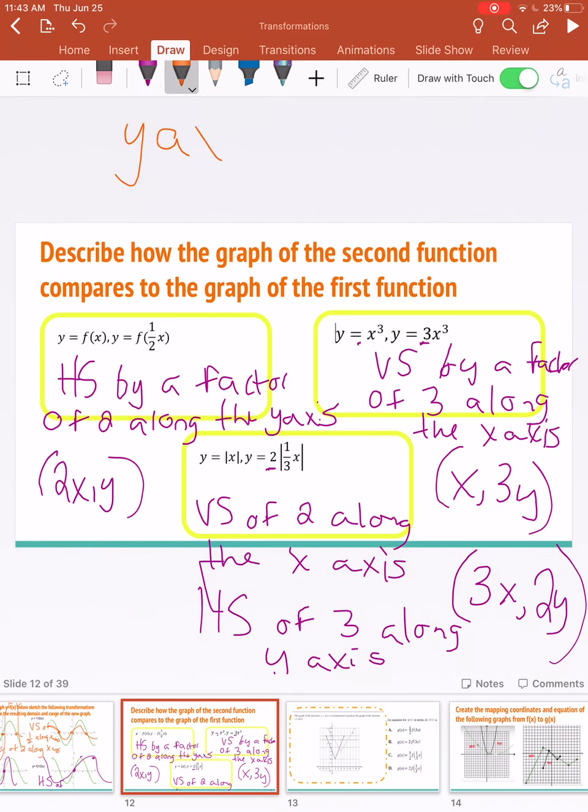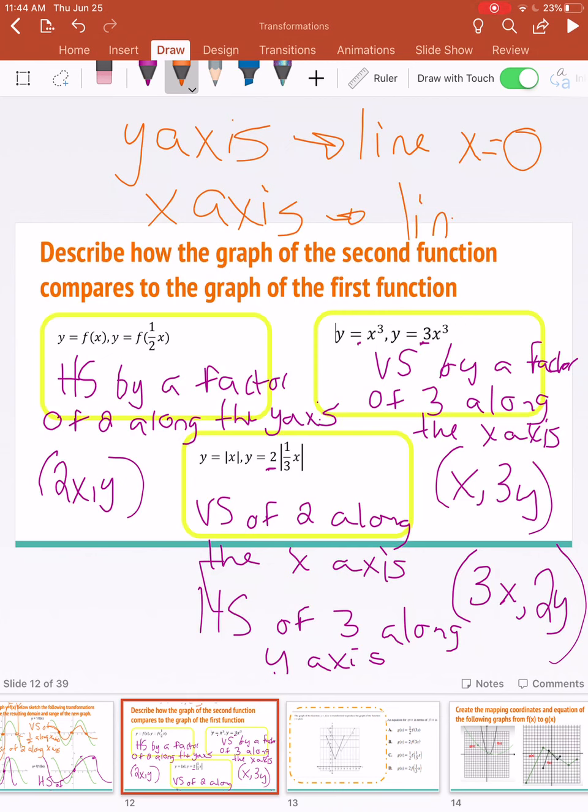So on your test, and I'll definitely do this to you, and on the diploma, sometimes instead of saying y-axis, you will see the line x equals 0, because they're the same thing. It's just another way of saying that. And instead of saying the x-axis, you will see the line y equals 0. So make sure you feel comfortable with both of those terminologies.